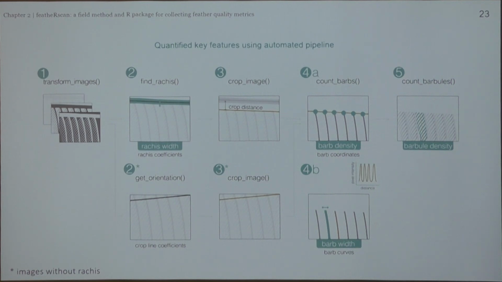So I'm also working on functions that can detect the orientation of the feather in the image so that we can do the next steps, like defining where to measure and then identifying barbs and barbules.